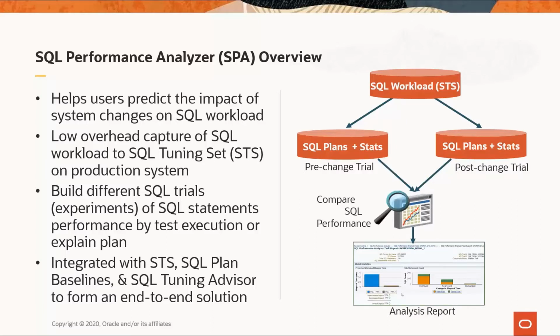As you can see, SQL Performance Analyzer, SPA, is seamlessly integrated with SQL tuning sets, with SQL plan baselines, and also SQL Tuning Advisor to form an end-to-end solution. That means that in the analysis report, for any reported SQL that had regression after the change, you are going to be allowed to create SQL tuning sets for those specific SQLs that regressed, and then call either SPM or SQL Tuning Advisor to find a recommendation on the solution for those suboptimal plans.